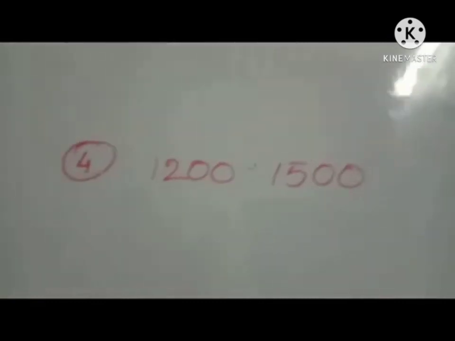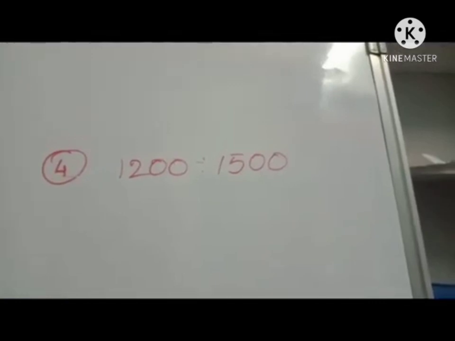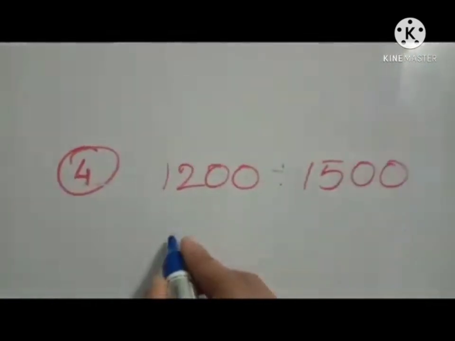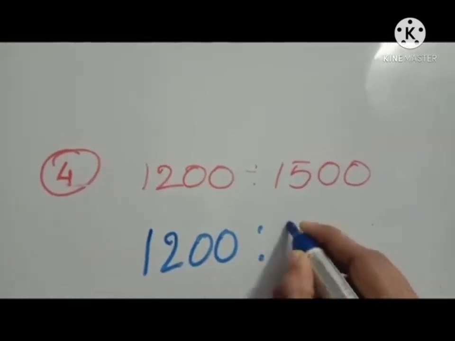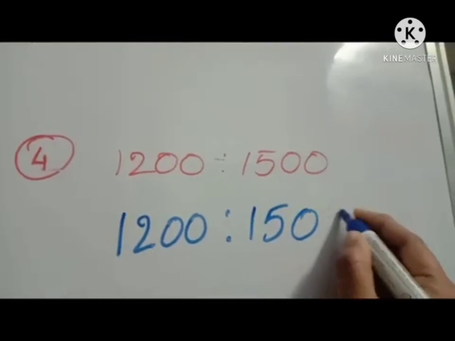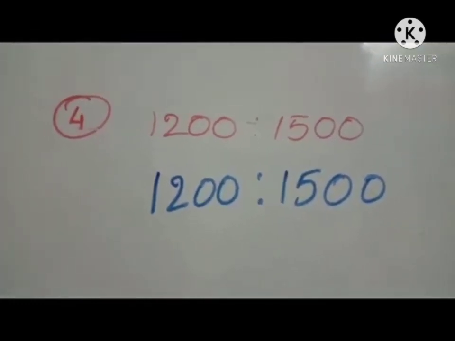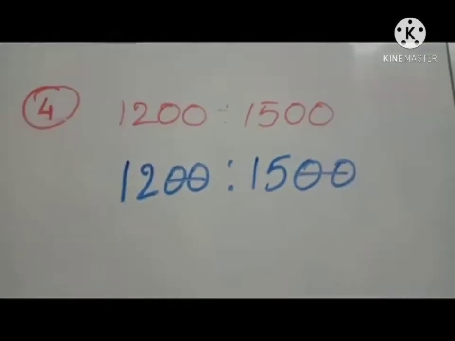And again see here the fourth sum. 1200 is to 1500. Again I am writing the question here. 1200 is to 1500. This is the question. What we have to do here, see Nana, these two zeros and these two zeros are cancelled.